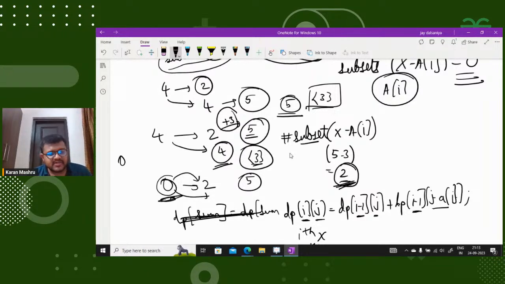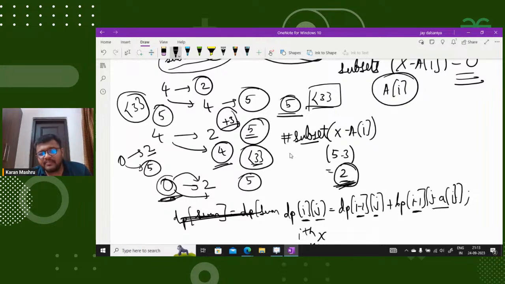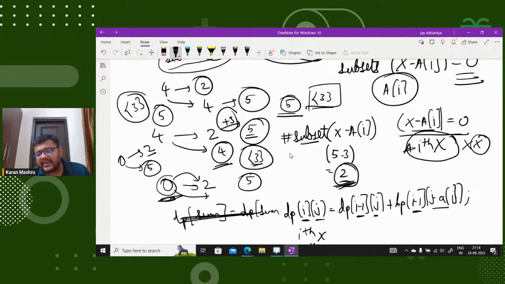If there are zero subsets whose sum is equal to 2, then how many subsets will there be which have the ith element, that is 3, whose sum will be equal to 5? Zero, because there are no subsets with sum 2. Then I cannot add 3 and get 5 in any of the subsets. So if the number of subsets of sum x minus a of i is 0, if we do not consider the ith element in our array, it means that considering the ith element there are no subsets whose sum is equal to x.